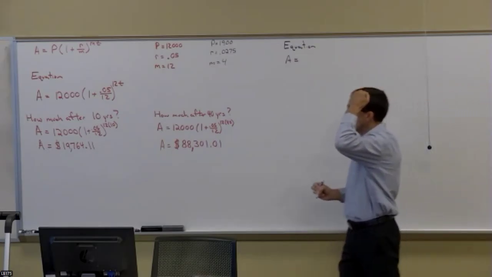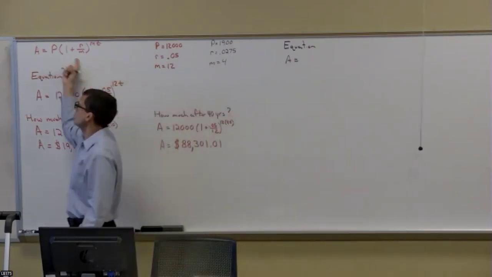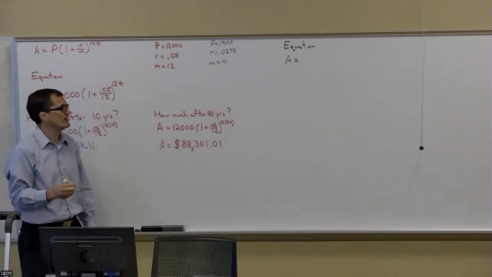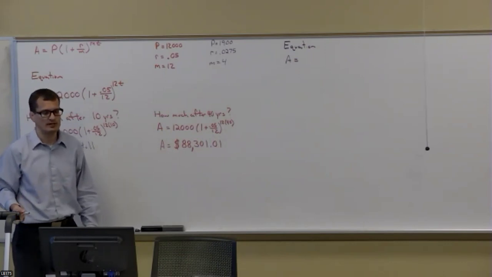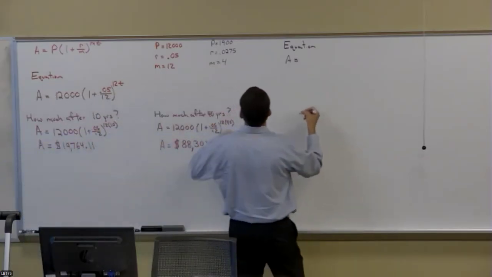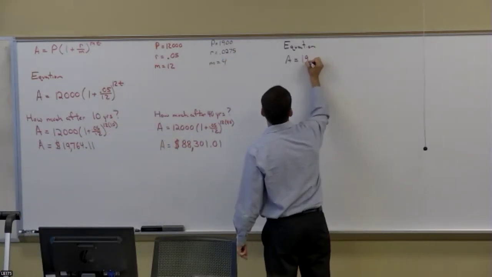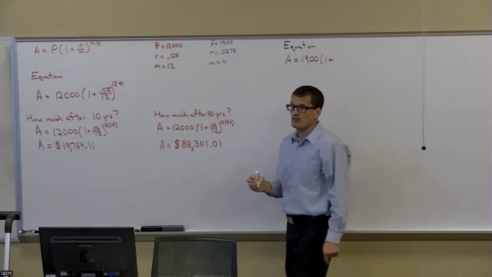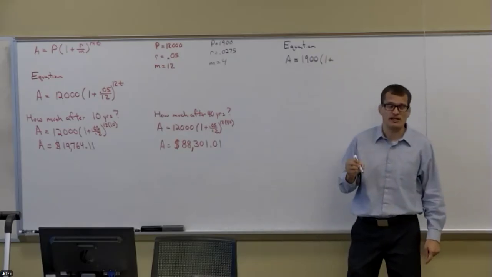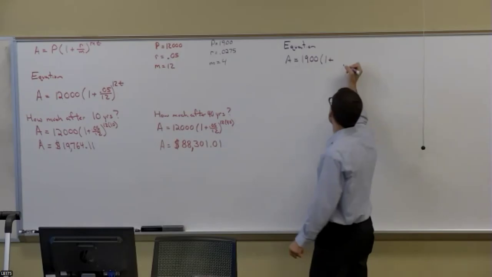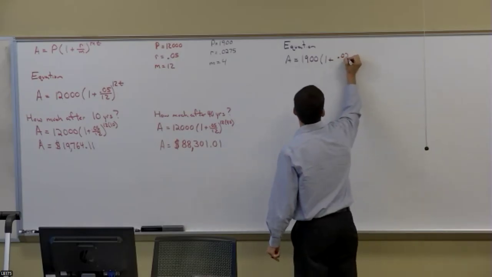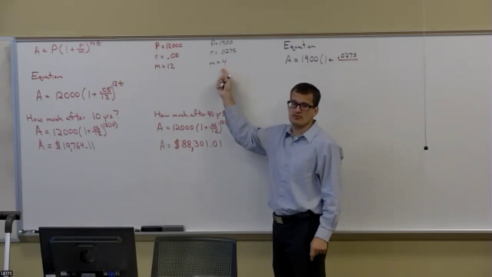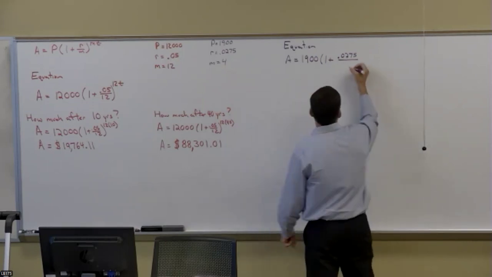So same equation setup that we had earlier. A equals P times (1 plus r over m) raised to the mt, because we're compounding m times per year. In this case, the principal was 1,900. The rate of 2.75% is 0.0275, and so the r is 0.0275. Compounding quarterly means 4 times a year, each quarter.